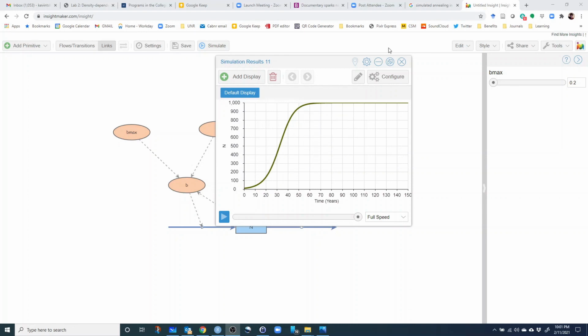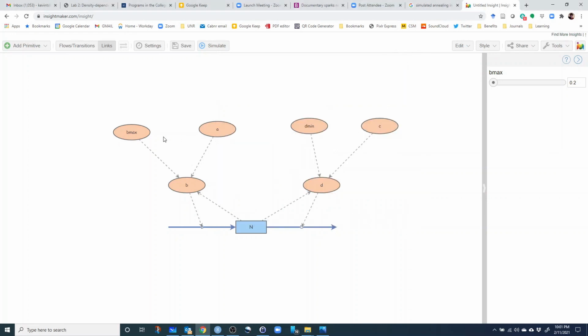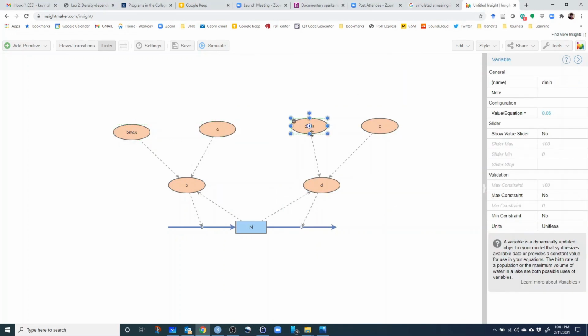So changing these parameters, and I encourage you to play around with these parameters. Do put slider bars on and just see how both the rate of increase changes, the rate at which the population reaches carrying capacity, as well as carrying capacity itself can change when you change these 4 parameters that are part of this model.